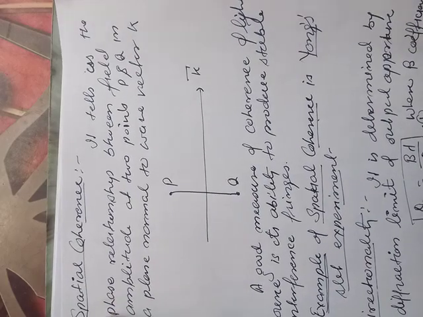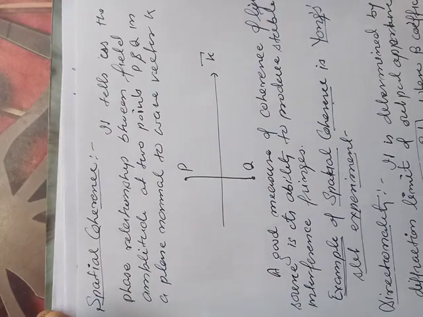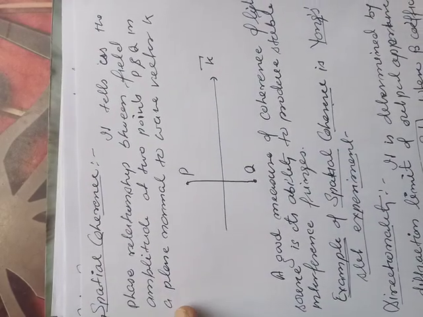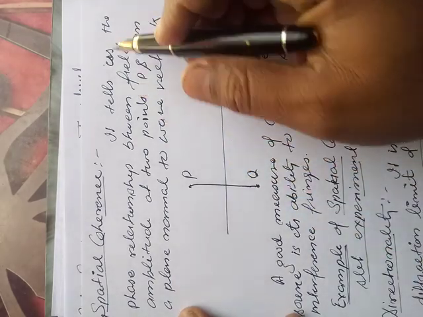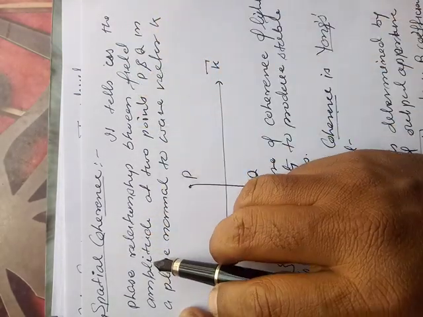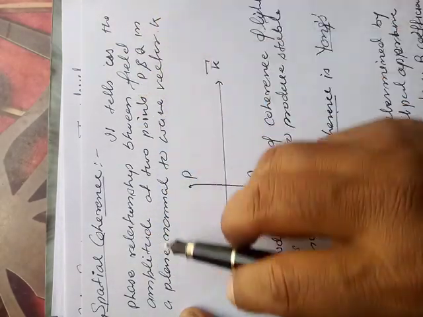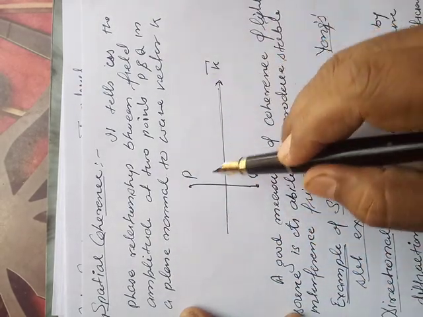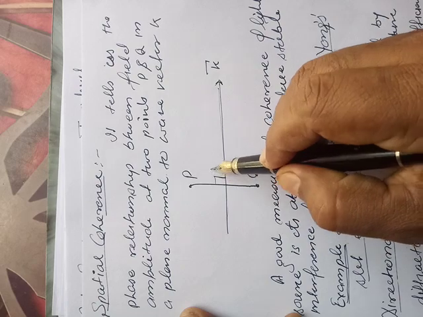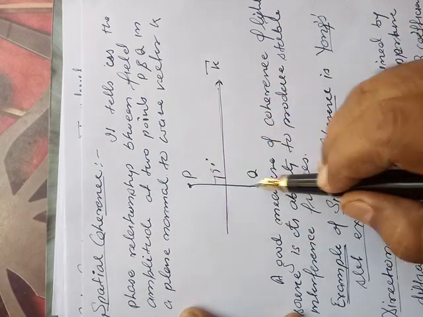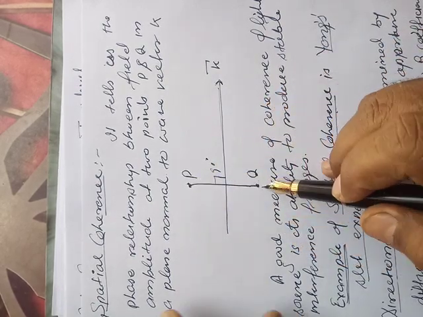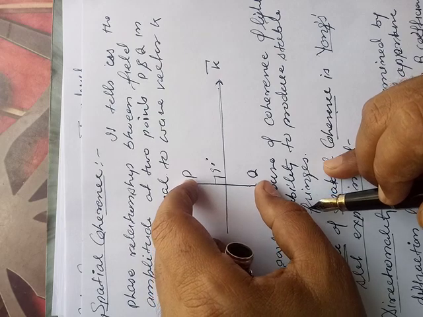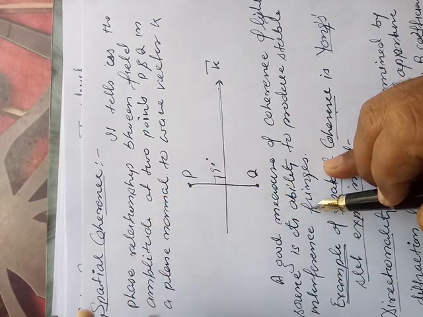Now second type of coherence is spatial coherence. Spatial coherence tells us the phase relationship between the field amplitude at the 2 points P and Q in a plane normal to the wave vector. ये wave vector हमारे पास इस डायरेक्शन में है, इसके परपेंडिकुलर this one angle 90 degree. अगर P और Q पॉइंट के ऊपर मीन्स एक एम्पलीट्यूड के लिए अगर फेज सेम रहता है तो उसको हम क्या कहेंगे?